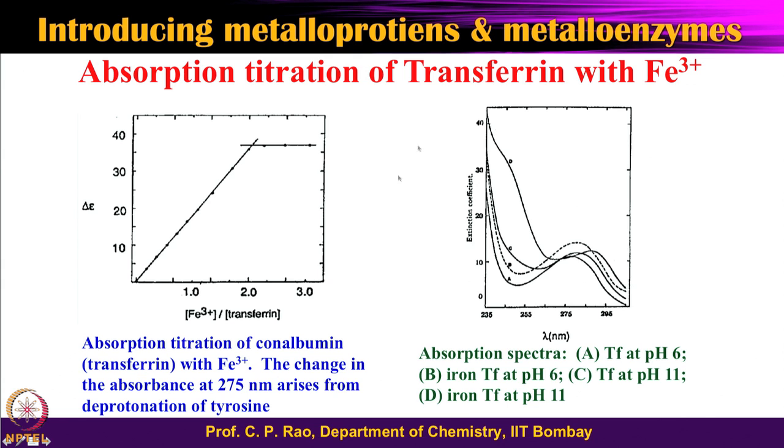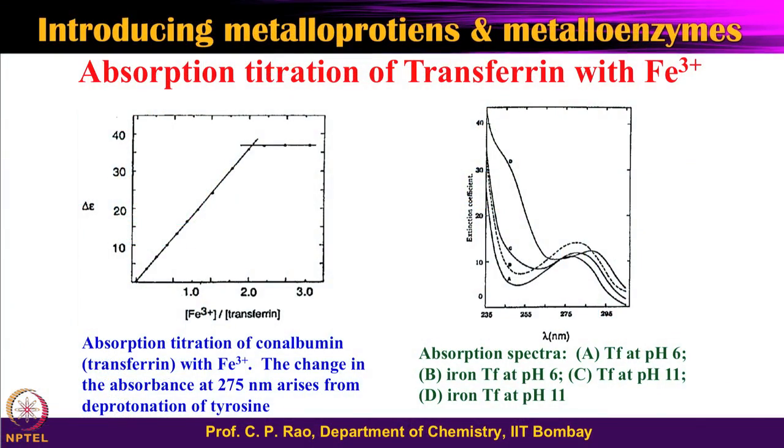Now, as I mentioned, take the apo form of the transferrin and start adding iron to it. You can add iron 2 in the presence of air, or you can add iron 3 also. So, let us take the apoprotein of the transferrin and add different mole equivalents of iron. You see the absorbance at around 275 nanometer slowly increasing and then saturating, and it intersects at this particular region.